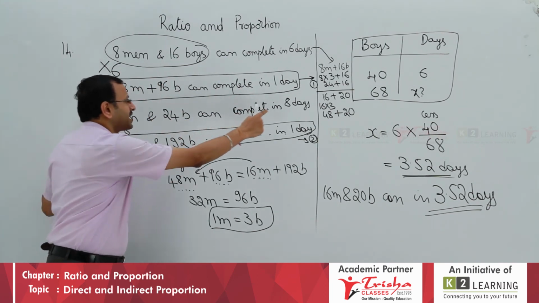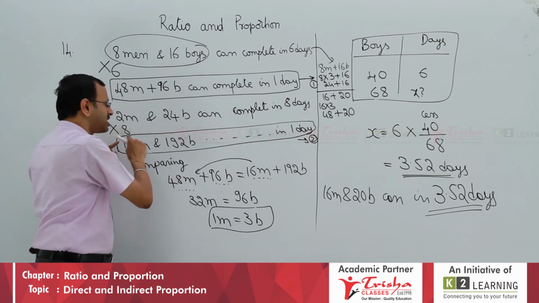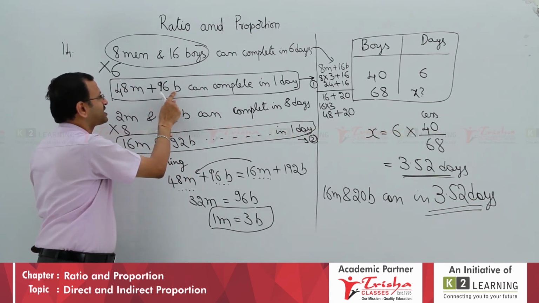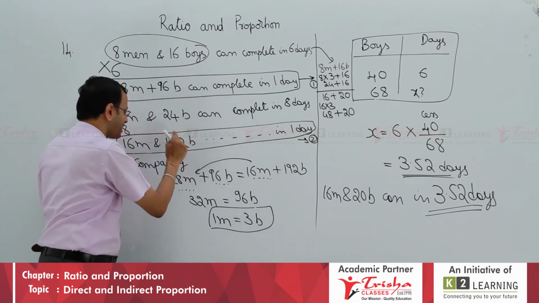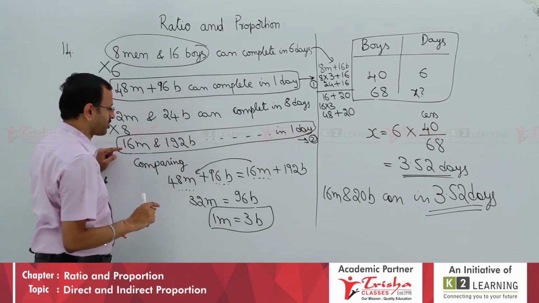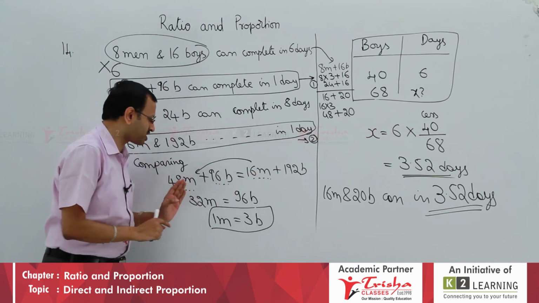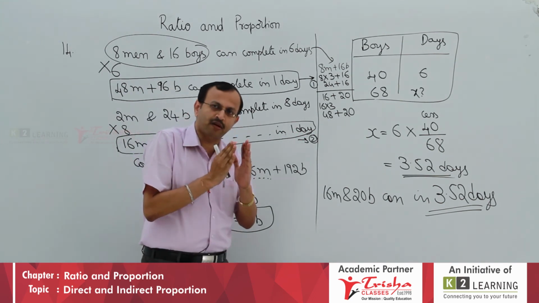Same if you do 8 days. I want to complete in 1 day, which means I have to employ 8 times. This becomes like this. Comparing both, 48 men and 96 boys complete in 1 day. Same here also, equating 1 and 2, or comparing 1 and 2, this plus this is equal to 16 men plus 192 boys. Solve it. 1 man's work equals 3 boys' work. That is the first computation.